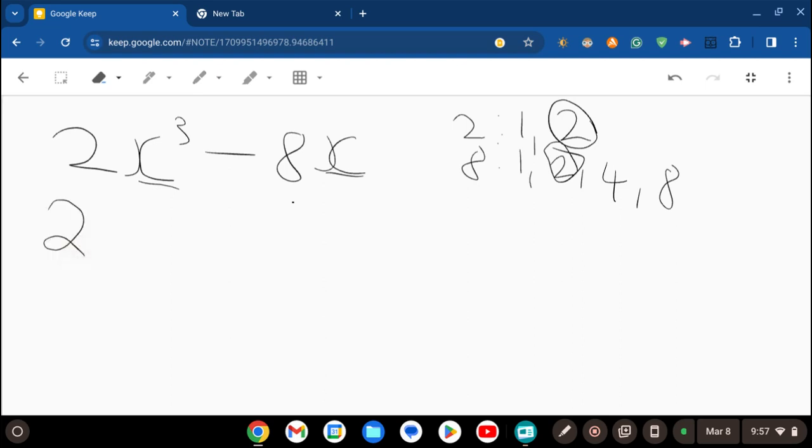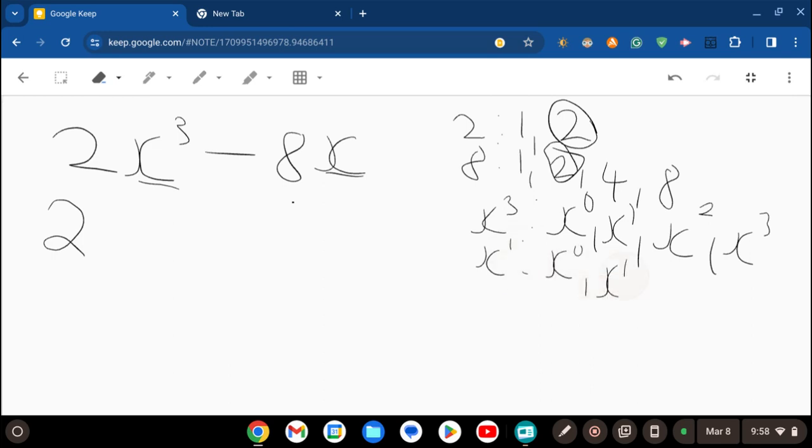Now we need to look between x cubed and x. We need to find out the HCF between x cubed and x. So the factors of x cubed are x to the 0, x to the first, x to the second, and x to the third, right? And the factors of x are x to the 0 and x to the 1, right? So if we look, they both have x in common, so x to the first. So therefore we can factor out the x, right? And now we can open our brackets.